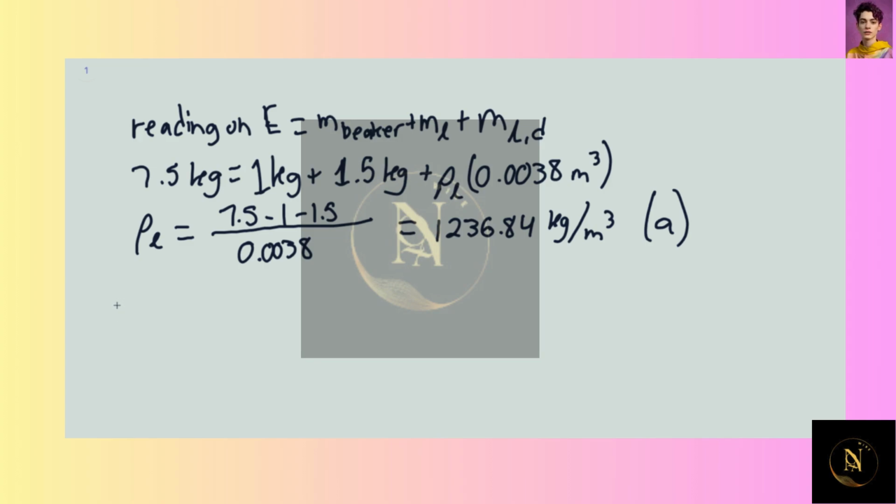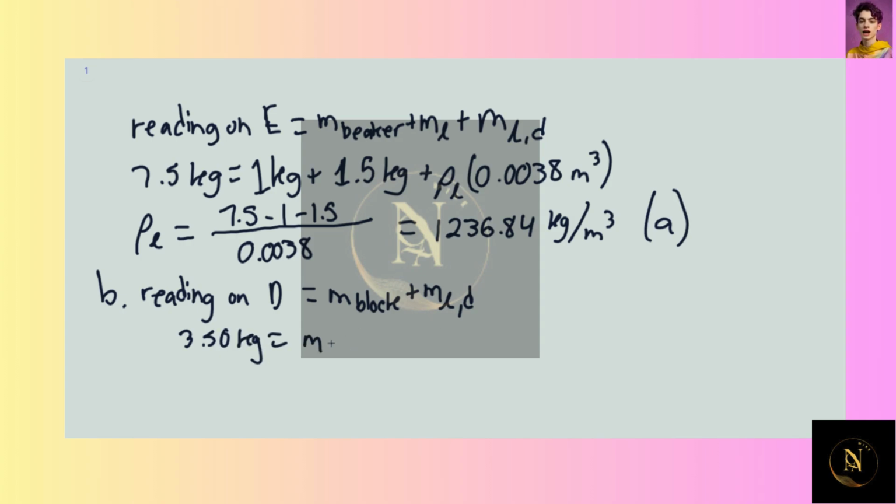For part B, however, we need to first find the mass of the block. So the reading on D is simply going to be equal to the mass of the block plus the mass of the liquid being displaced as well. We know the reading on D is 3.5 kilograms. We need to find the mass of the block, and we have the mass of the liquid being displaced, which is going to be the density of the liquid times the volume of the liquid being displaced.